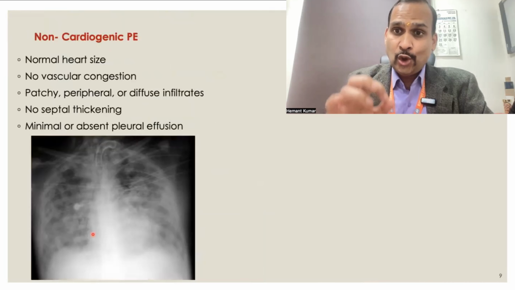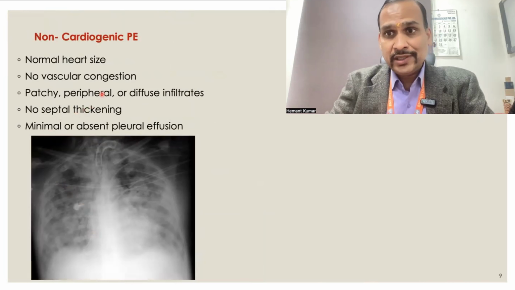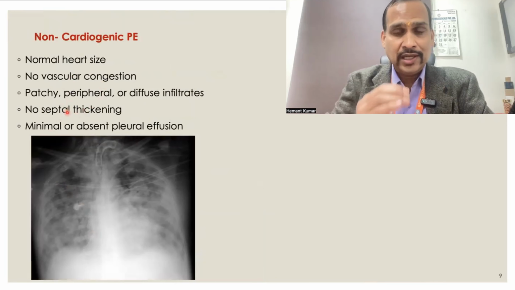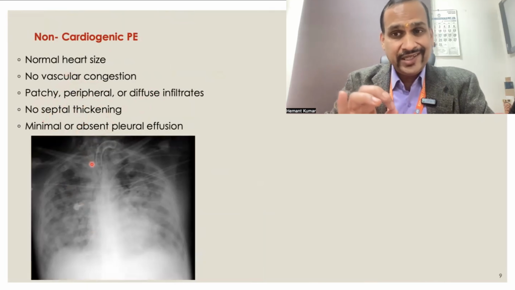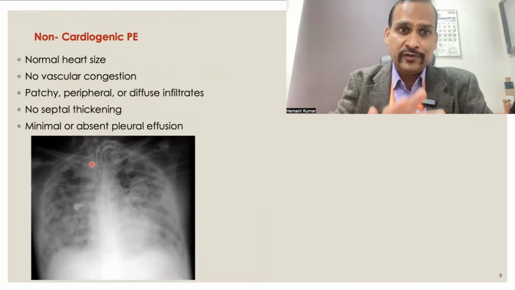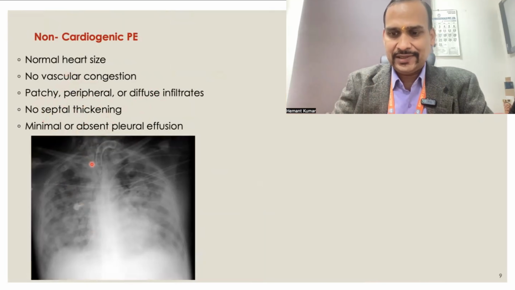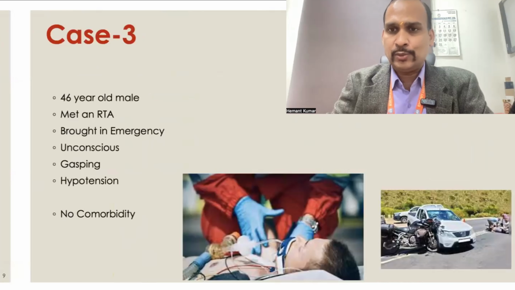If you see non-cardiogenic pulmonary edema like ARDS, the heart is usually normal size because cardiac problem is not there. The heart size is normal. No vascular congestion. And the opacities are more patchy, peripheral rather than central, and diffuse infiltrates. And there is no septal thickening. Pleural effusion usually absent, but you can find pleural effusion in few patients. This is non-cardiogenic pulmonary edema.